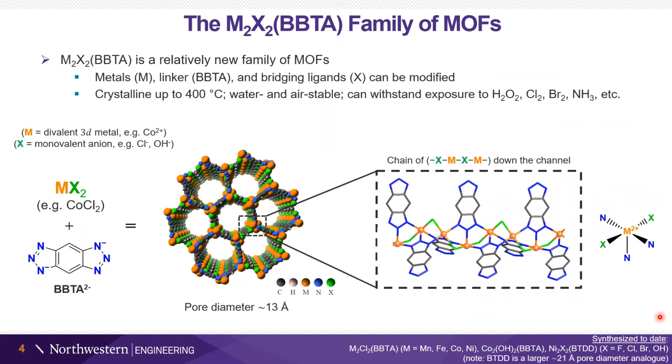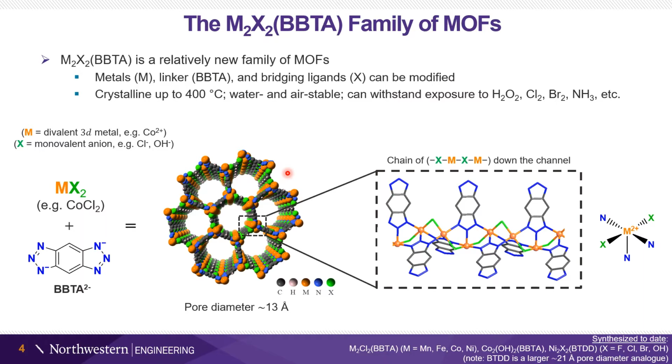To demonstrate some of the trends I want to discuss with you today, I'll be specifically focusing on a given MOF family, which I'll call the BBTA family for short. This MOF family is synthesized by taking a metal salt and a so-called BBTA linker, which is a triazolate-containing linker that you see here. Together, this forms a honeycomb-like structure with a pore diameter of about 13 angstroms, depending on the metal and ligand.